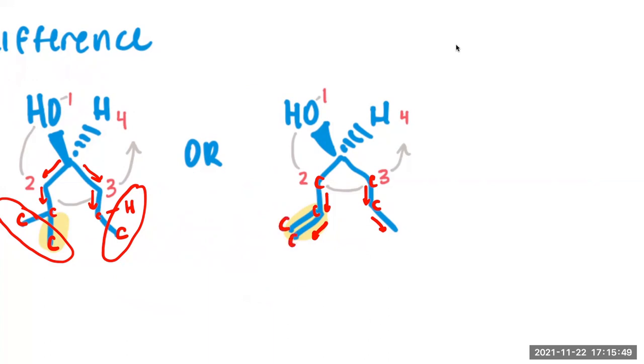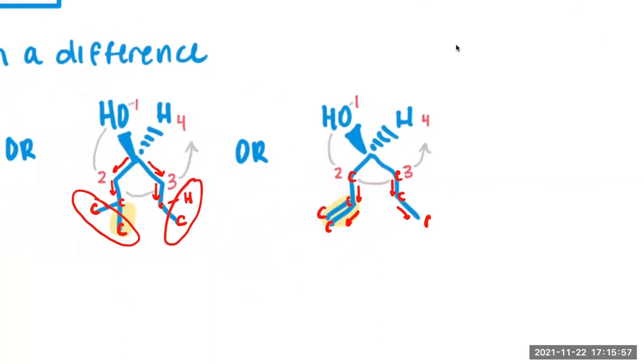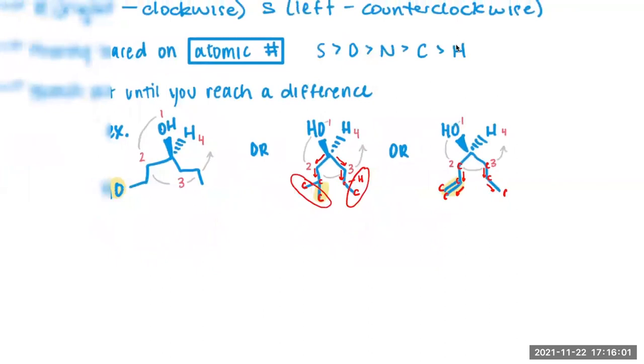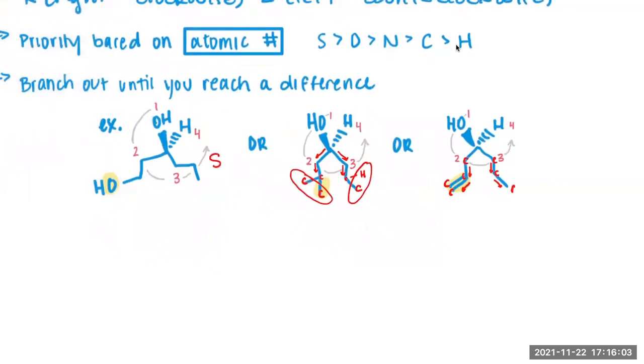So you can consider it like 2 carbons as opposed to just 1 over here. Okay. So that's why this side would win out. All right. So that's why it has the second priority there. So 1, 2, and 3. All of these examples would give you S. Okay. Because they're all going counterclockwise.